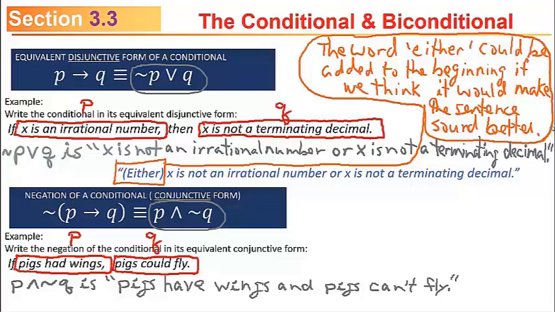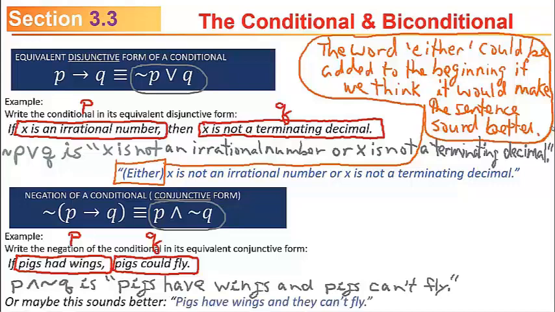But the important part is that you've got to get the and. The conjunctive form produces an and between the statements, and the last statement is the negation of Q. Q is pigs could fly, so not Q would be pigs couldn't fly. Again, you're not worrying too much about the tense exactly. You just want to make it sound a little better. So you might say something like, pigs have wings and pigs can't fly, not worrying too much about the tense of the verbs.